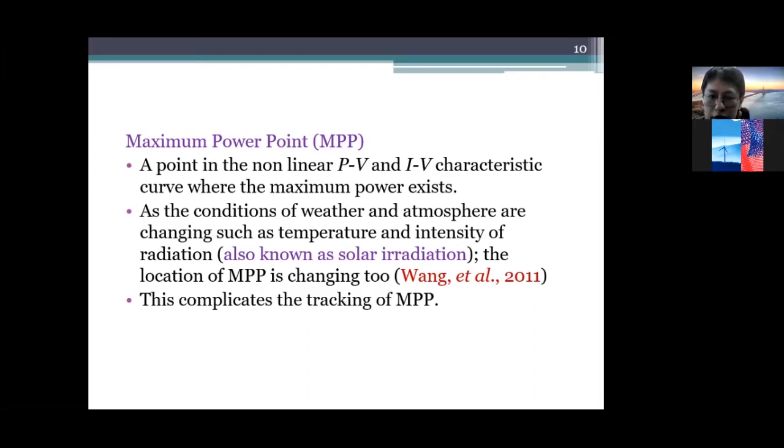That is nonlinear. And since the location of the maximum power point is changing, if you try to use a traditional method for locating the MPP, then sometimes it's still not quite efficient. And this is why we need to address some other method to locate the maximum power point. And this is where fuzzy logic will enter the scenario.